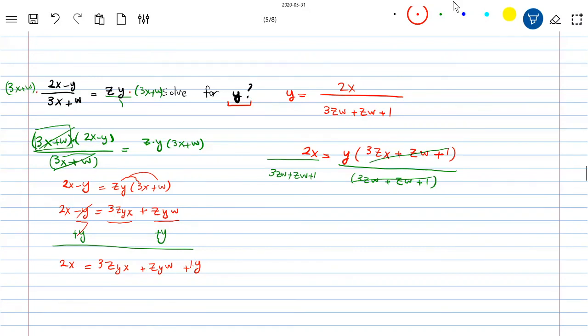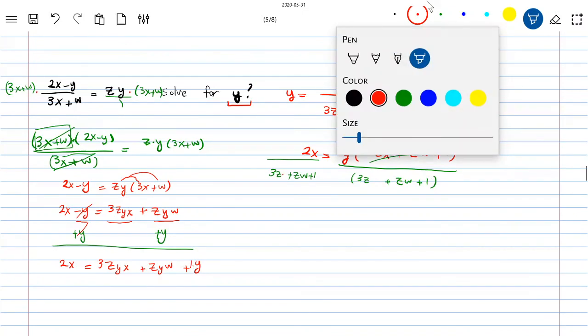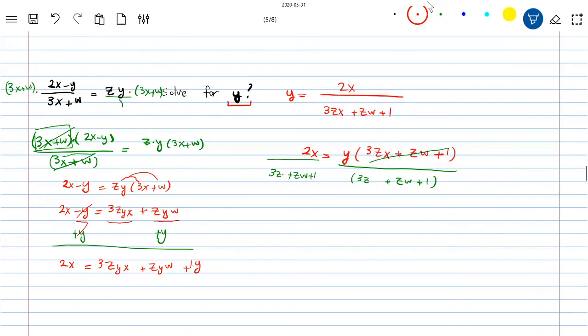Sorry, this is 3zx, not zw. I made a typo here. This is not a w, this is an x. Fix that, and make sure that you don't make the same mistake later. There's an x here. We divide by 3zx, and these two will cancel.